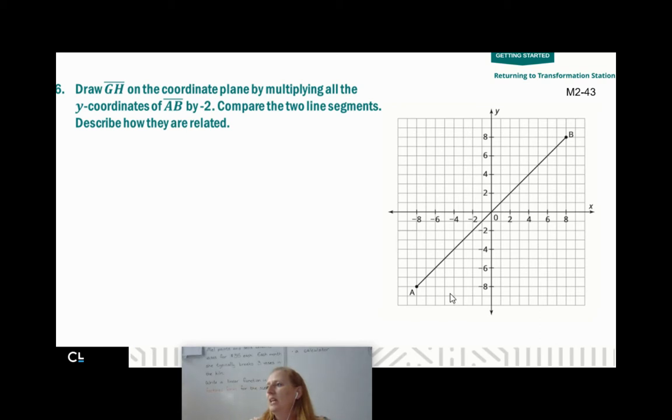So -8, -8, but I'm going to multiply that y coordinate by a -2. So it's still the -8. Negative 2 times a negative 8 is a positive 16. Okay, I took my other coordinate, 8.